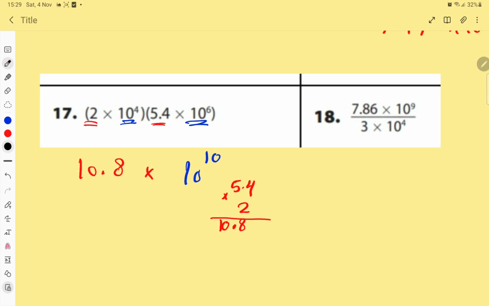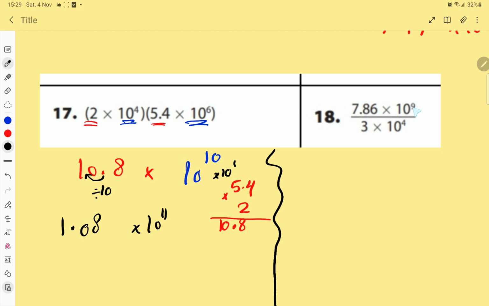Is it scientific? No. We should move one step to the left by dividing by 10. So at the same time, I must multiply by 10. Whenever I multiply, I add powers. So it becomes 10 power 11. And this becomes 1.08 because we move the decimal point one step to the left.